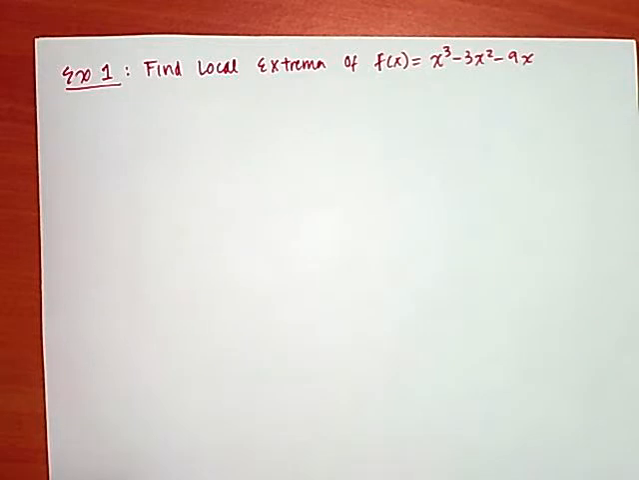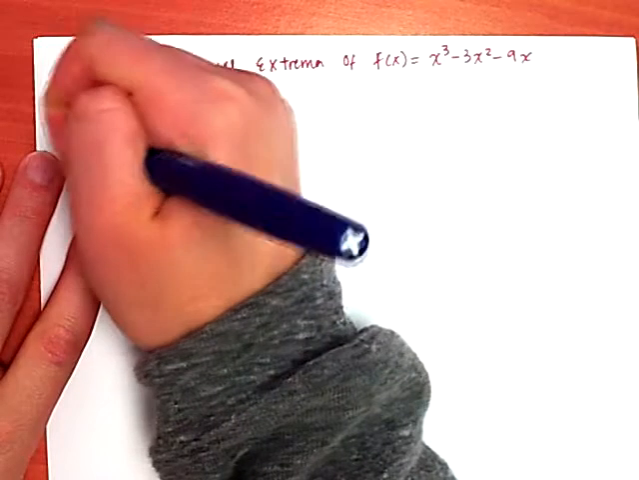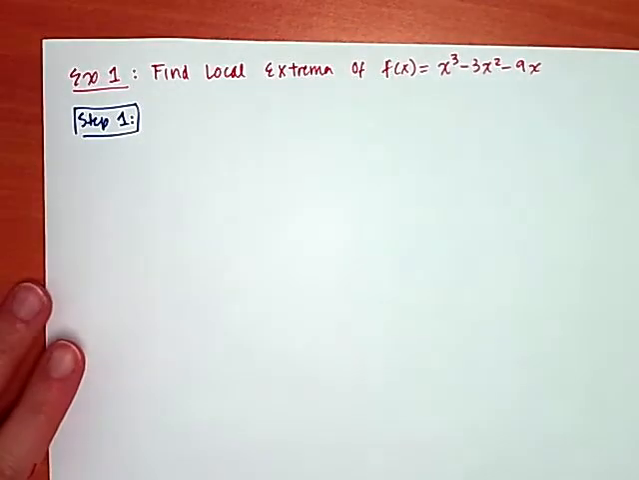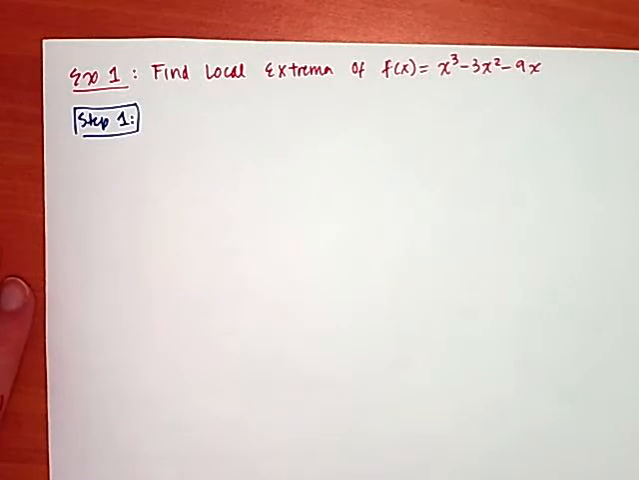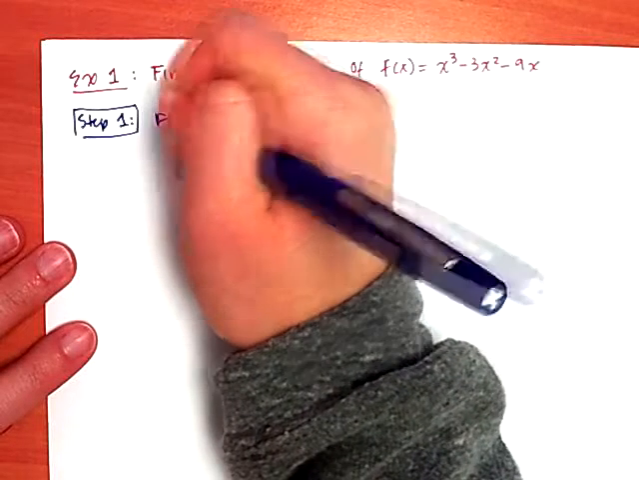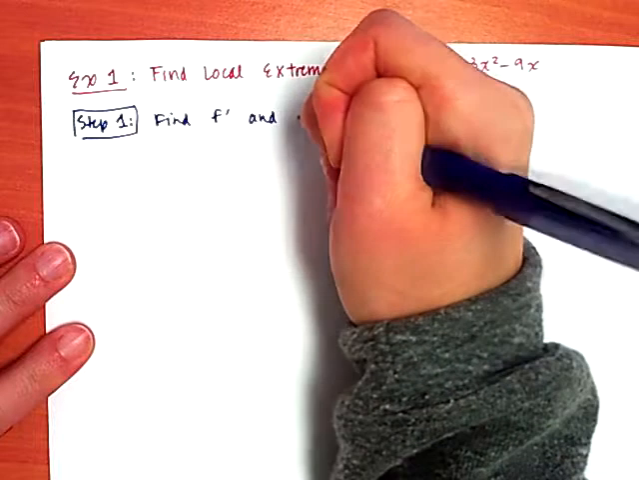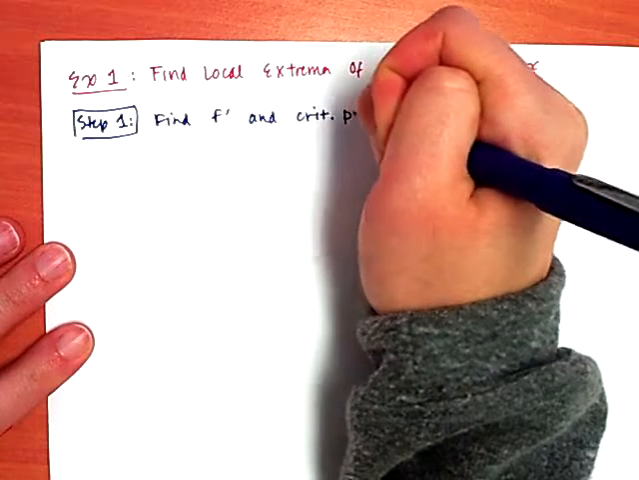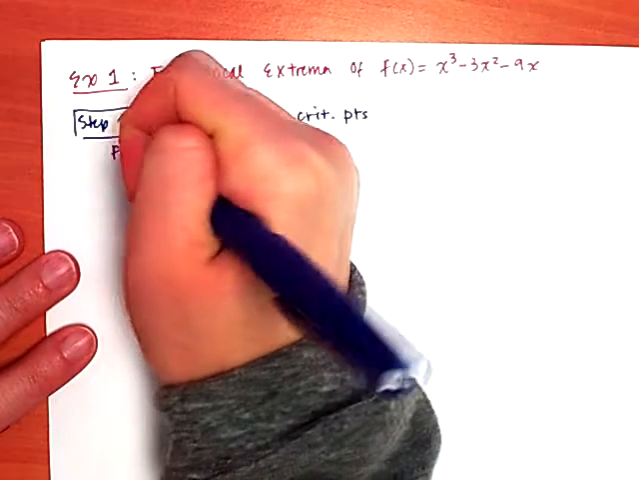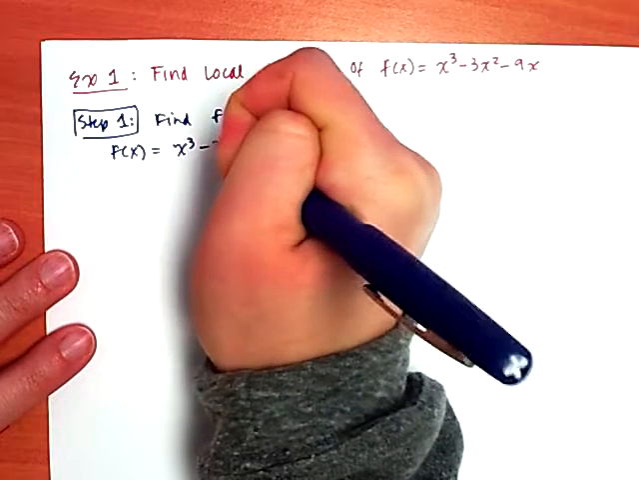So step 1 here is take the derivative. The idea of the first derivative test is that if we know what the critical points are, we're able to see where the maxes and mins are. So we need to find the critical points. We're going to find f prime and the critical points. This takes us back to our derivative rules. So f of x here is x to the third minus 3x squared minus 9x.